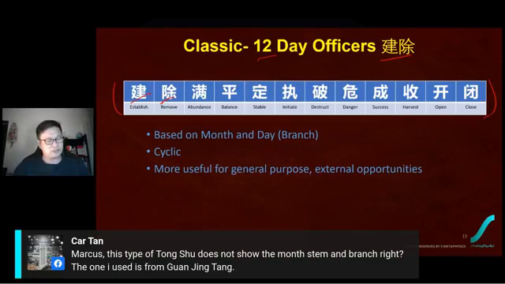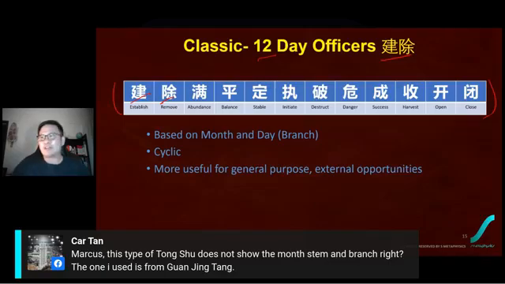Okay, for the month stem and branch, normally it does not show, but because of the date on top, it will highlight out. I can't see very clearly. I think it doesn't have. Yeah, it doesn't show the month stem and branch, but it can be worked backwards. Okay. So Katan, you are a lao jiao already, yeah? Okay. All right. So let's come back.